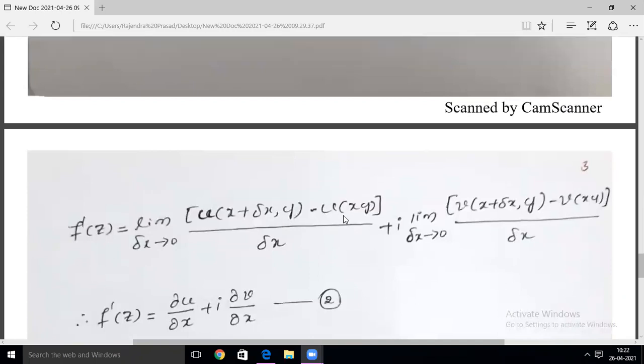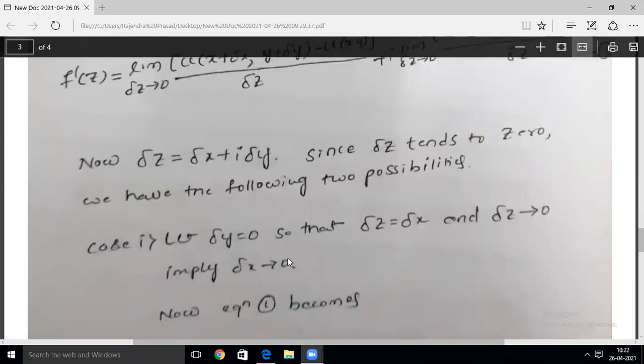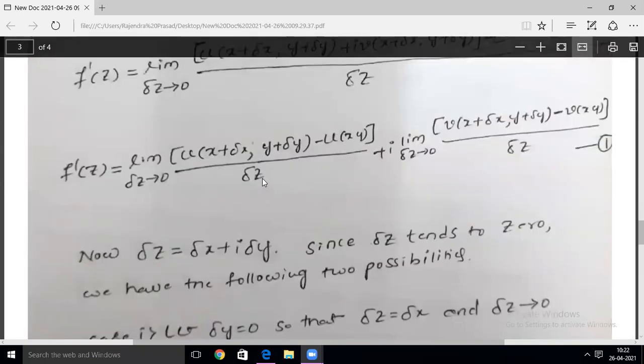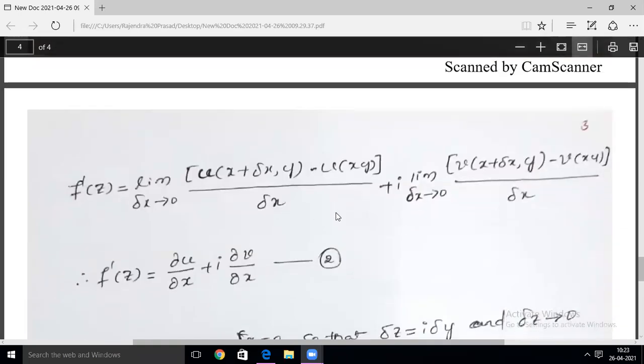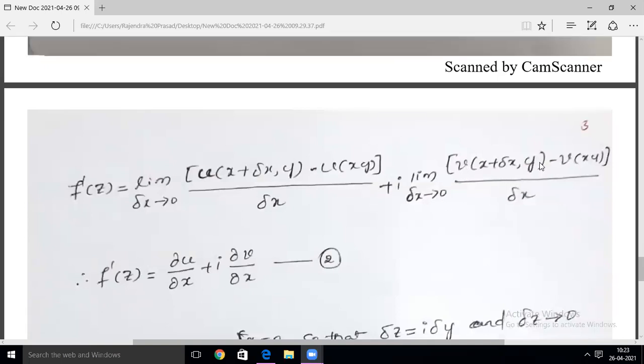delta y 0, minus u of x comma y upon delta x. Instead of delta x, we can write here delta z, because delta z is equal to delta x. Clear? Plus i into limit delta x tends to 0, v of x plus delta x comma y plus delta y. Delta y is equal to 0, so we write only y, minus v of x comma y upon delta z, and instead of delta z we write delta x.